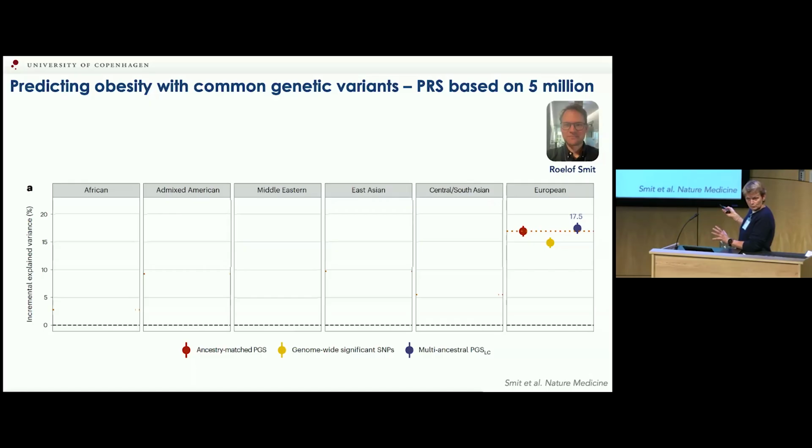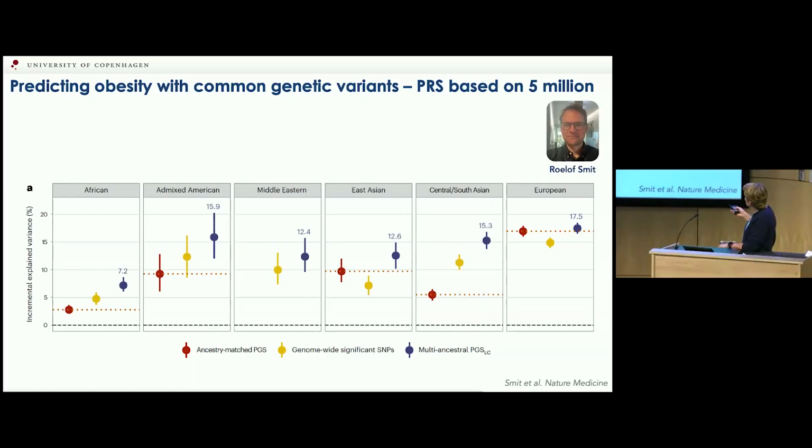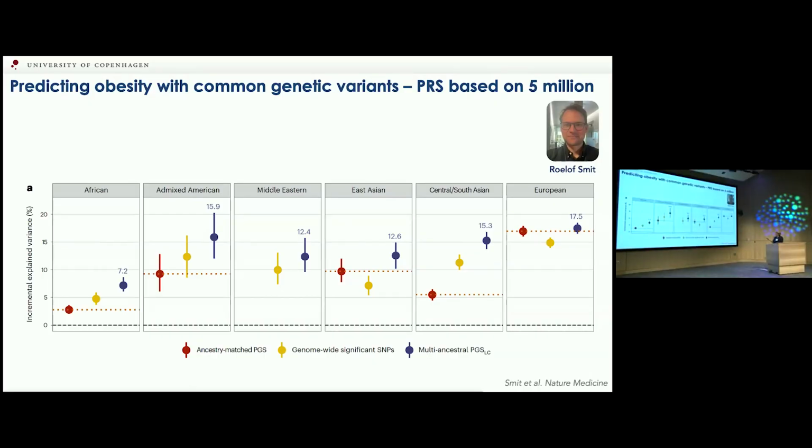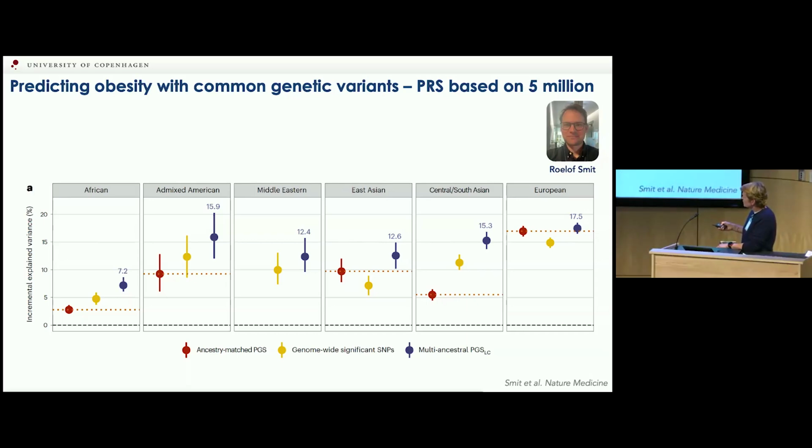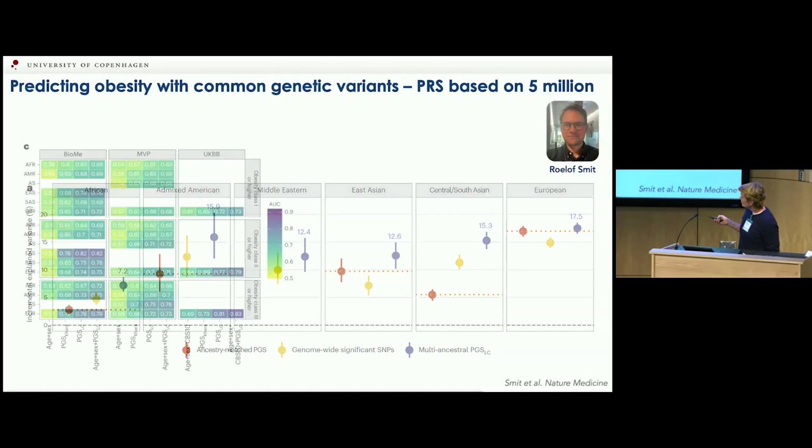that works really well. It's better than the previously reported genetic scores. You see here the results in the European ancestry. Let's focus on the blue dot here. The explained variance is now 17.5%. And we see it actually does pretty well in other ancestries, in Central South Asian, East Asian, Middle Eastern, and admixed American, but still not in populations of African ancestry. So that definitely needs more work, and maybe a starting point of predominantly European data is not the way to go. The prediction of obesity has gotten better.